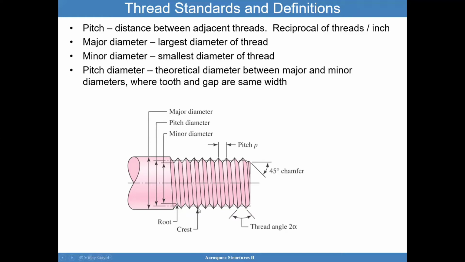and the pitch diameter corresponds to the theoretical diameter between the major and minor diameters, where the tooth and the gap have the same width. Okay. We also have a chamfer here that sometimes is defined. We also have the thread angle, and this is usually defined as alpha, or half of the total angle you see here.